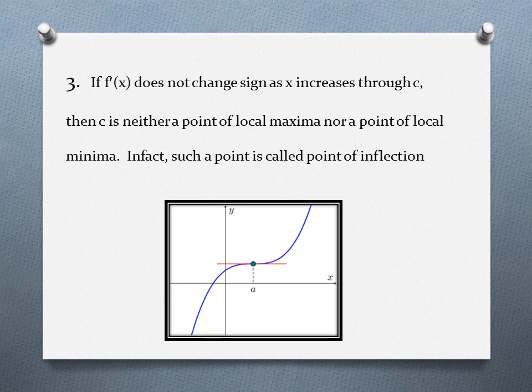Third one, if f dash of x does not change sign as x increases through C, then C is neither a point of local maxima nor a point of local minima. In fact, such a point is called a point of inflection. So what is the point of inflection? F dash of x does not change from positive to negative. It increases or decreases, so there is no change. It is called a point of inflection.